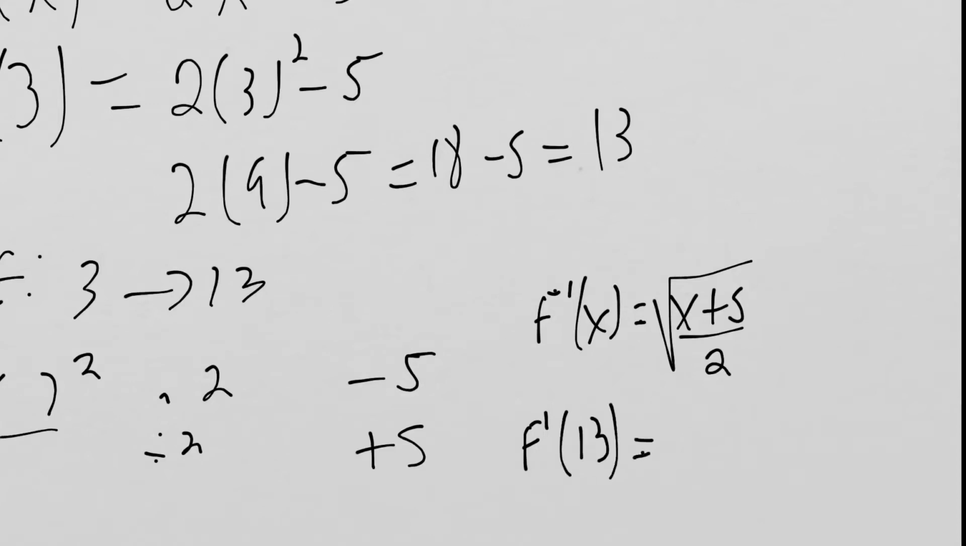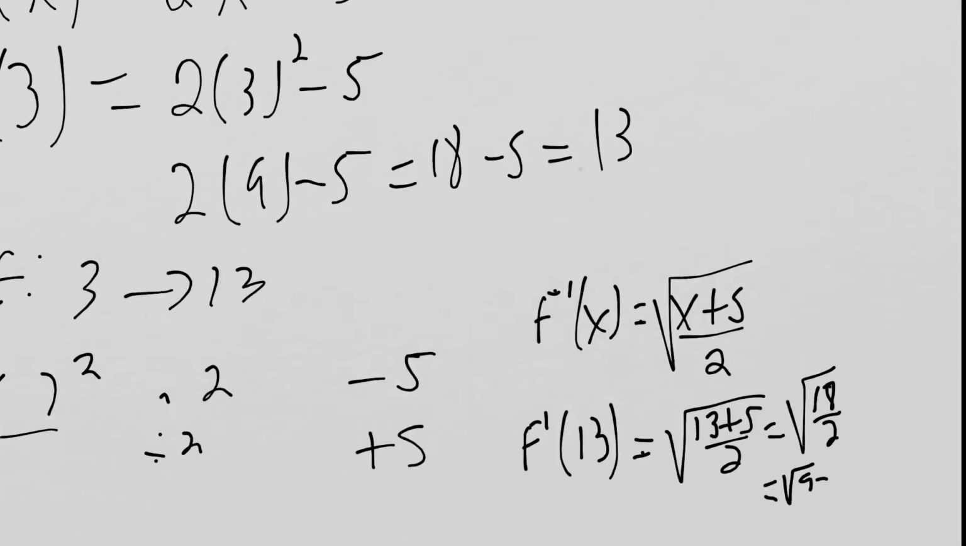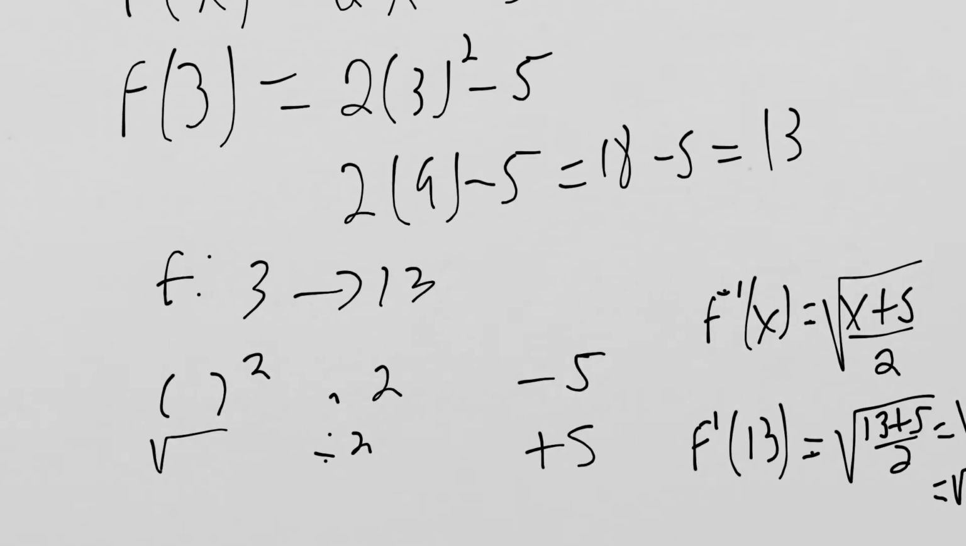So we get the square root of (13 plus 5) divided by 2, which is the square root of 18 divided by 2, which is the square root of 9, which equals 3, right? So the inverse has now taken 13 back to the input 3, so inverses switch inputs and outputs, okay?